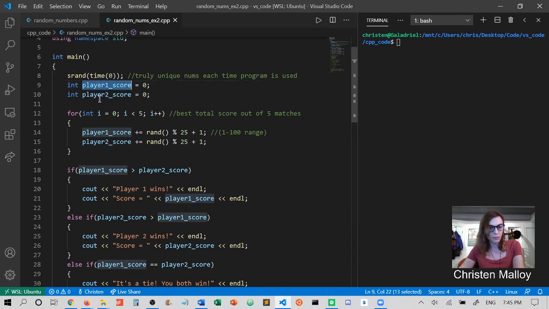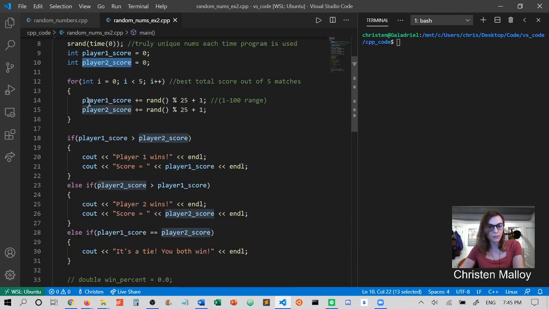We're going to keep track of a player 1 and a player 2 score. In this loop, I'm running a match 5 times, and we're looking for the total score out of each match. So here, the player 1 score will be the summation of whatever number we generated between 1 and 25, 25 being the largest number that could be scored in this particular game in a particular round. The same thing applies to player 2 as well.